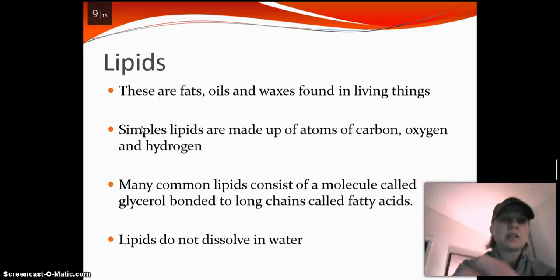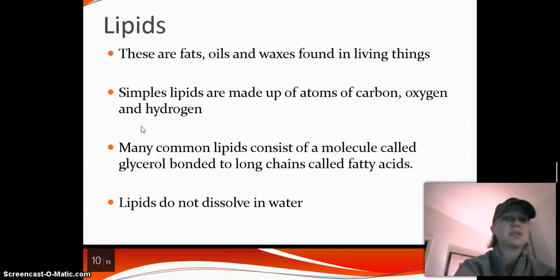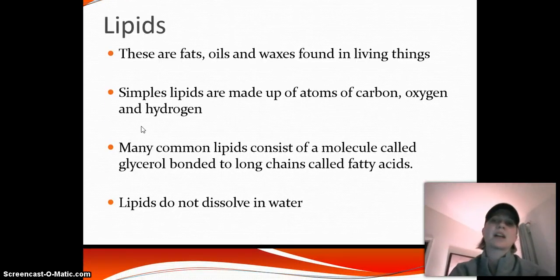Next on our list are going to be the lipids, and you probably very much know these. Any fats, oils, and waxes that we find in living things are all going to be lipids. In terms of the subunits, they're made up of glycerol and fatty acids. Just think of it as what it's made of. I'm going to show you a picture of it, but those are the 2 parts to a lipid.